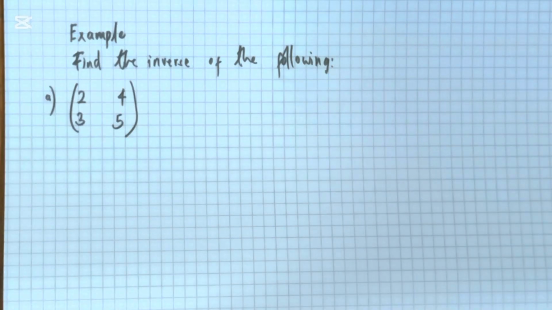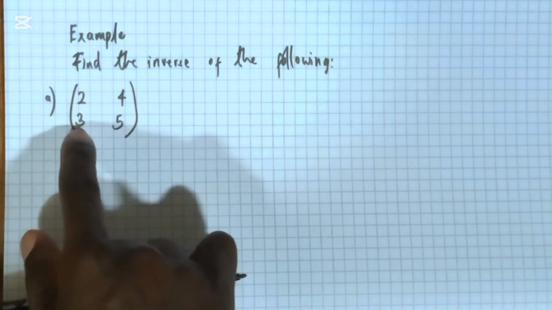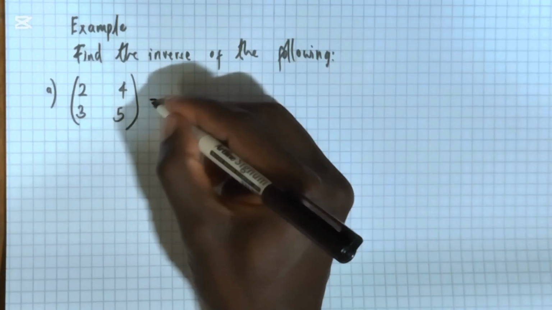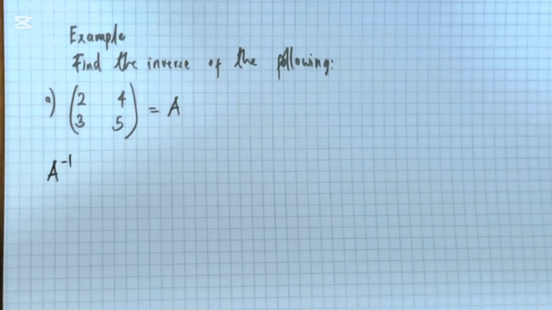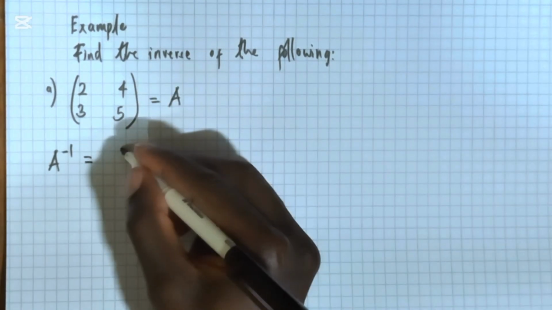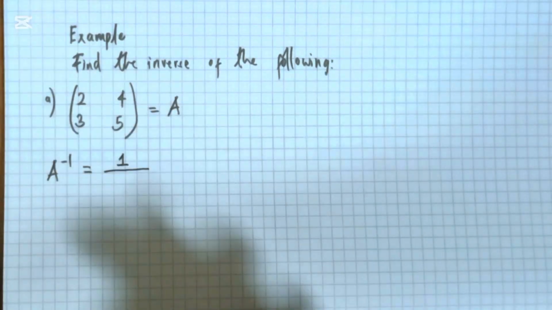All right, so we have an example here. We are supposed to find the inverse of the matrix we've been given below. So the matrix is of order 2 by 2: 2, 4, 3, 5. All right, so for us to find the inverse of this particular matrix, which is matrix A, that is A raised to negative 1, we are going to have to multiply the matrix by the reciprocal of the determinant.